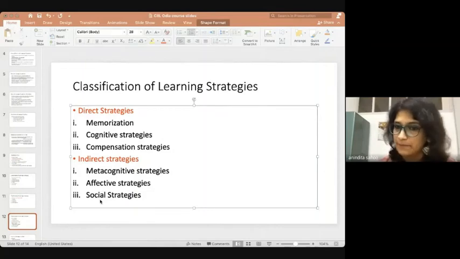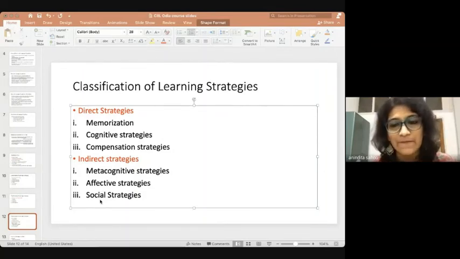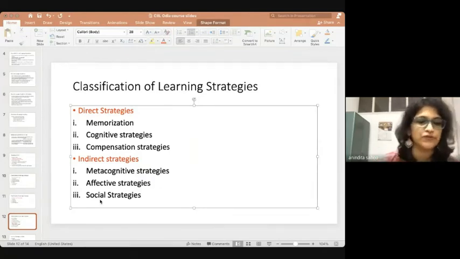Peer learning is very important, and then also make sure you are emphasizing how learning this language is going to be useful for them. So that's what we are going to have in the social strategies.